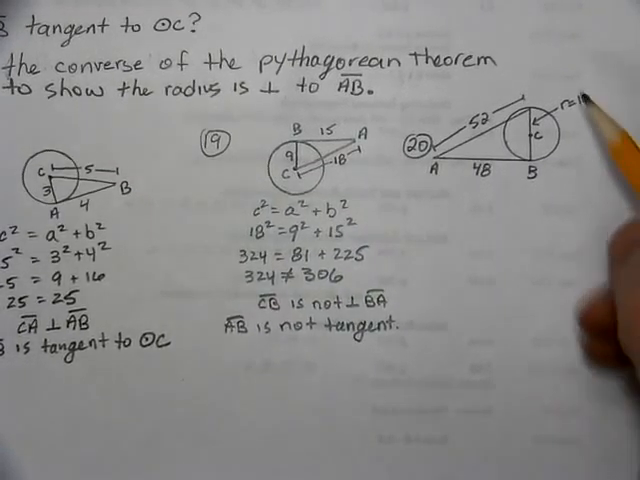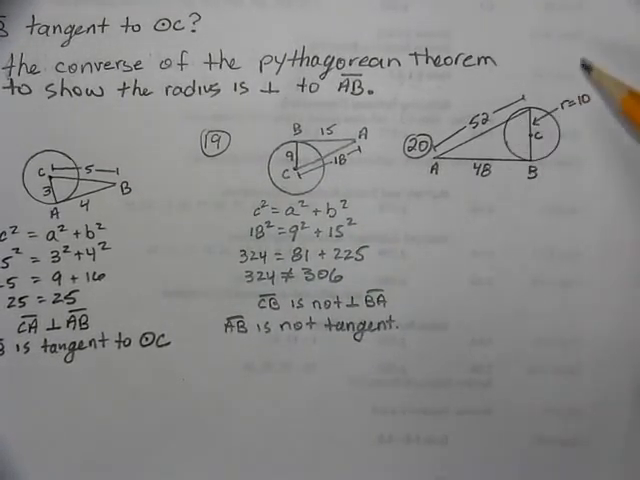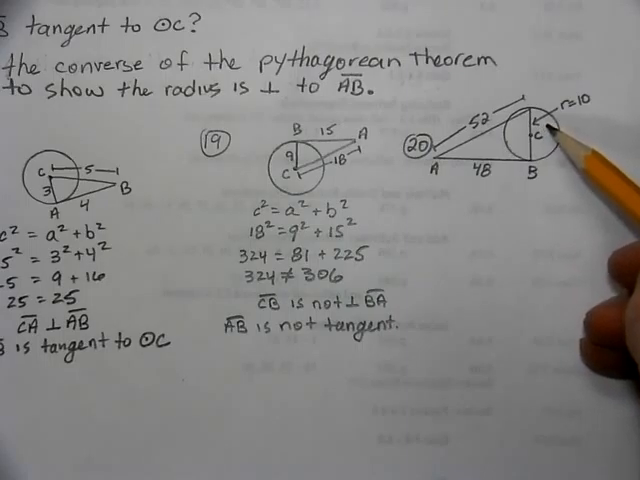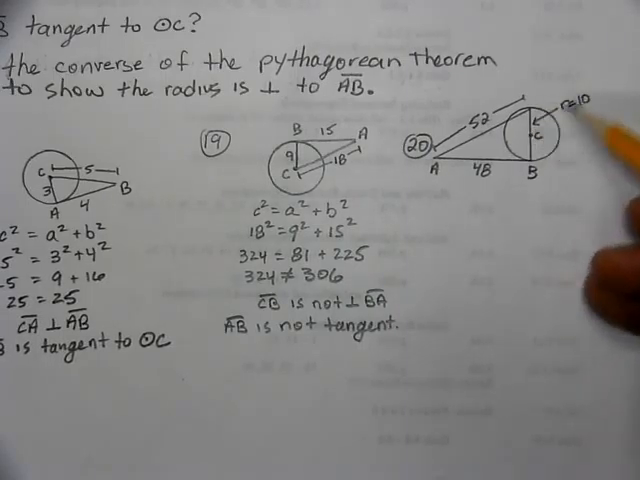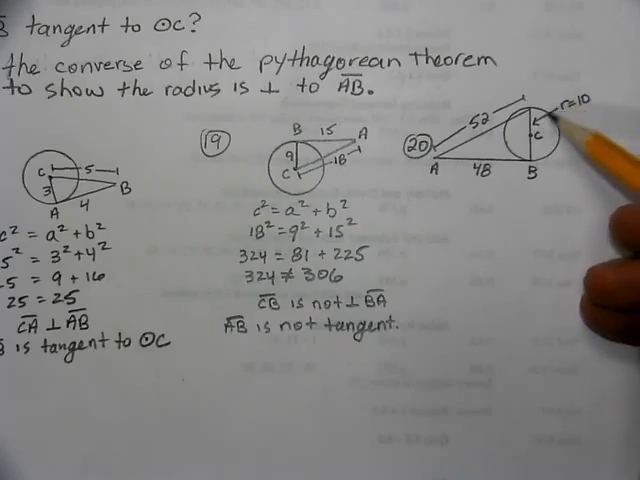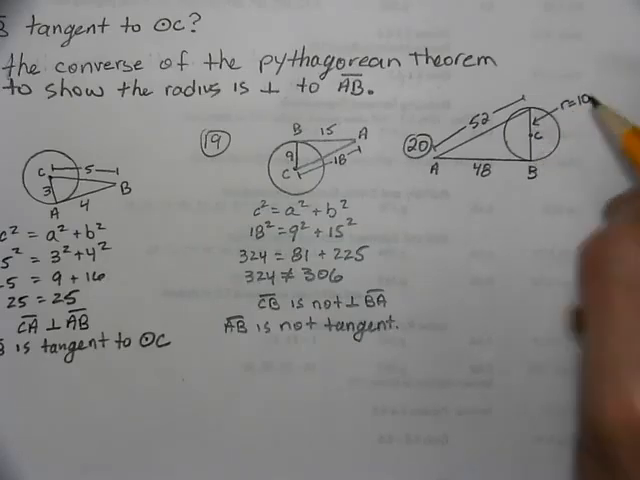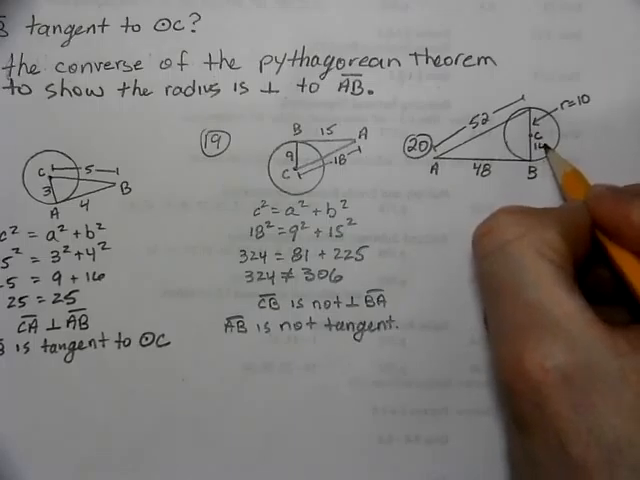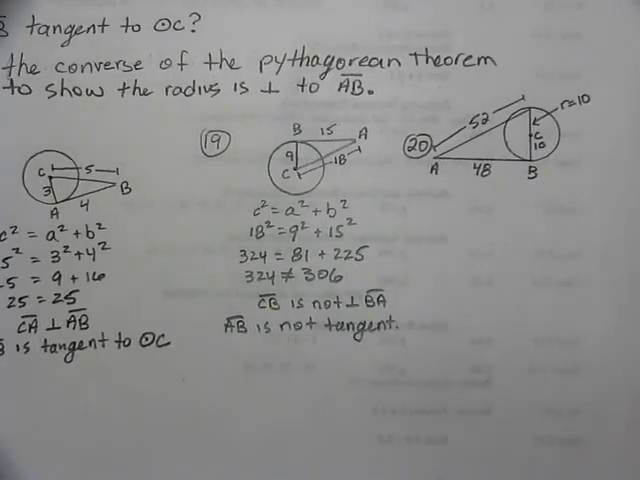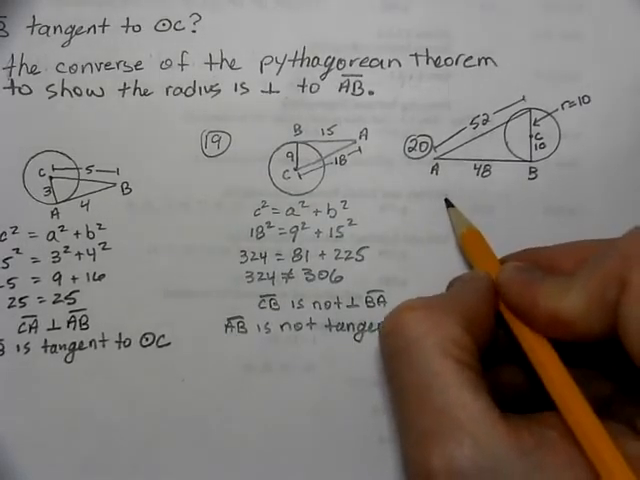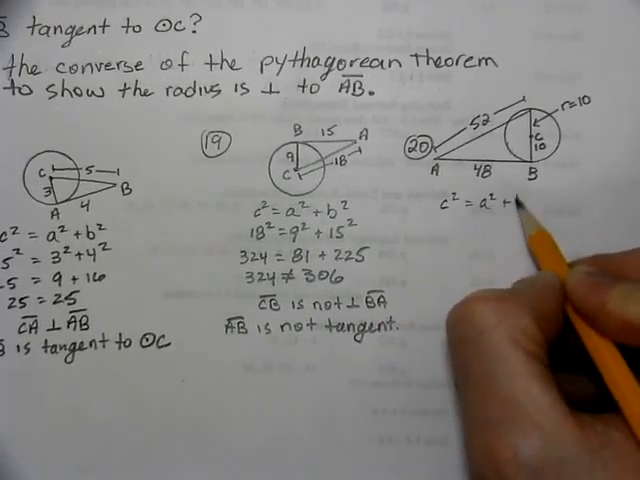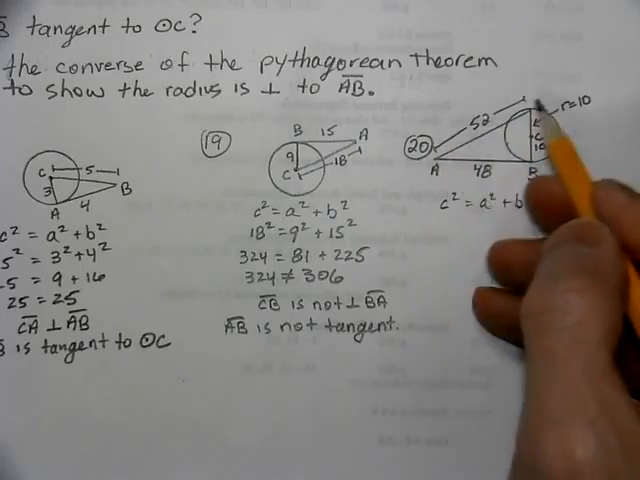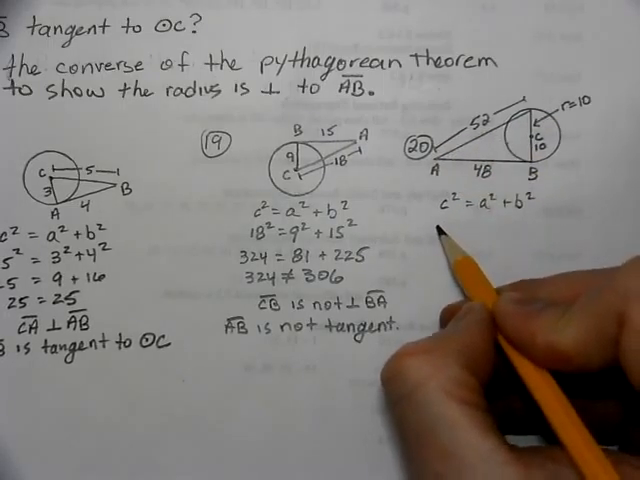So come to our last one. Now this picture is a little bit different. Notice the way when I look at the picture here, it looks like the radius is 10. So this whole side of the triangle, I believe, is going to be 10 and 10, which is 20. So we're still going to talk about the hypotenuse and the leg and the leg. So the hypotenuse of this triangle is 52.